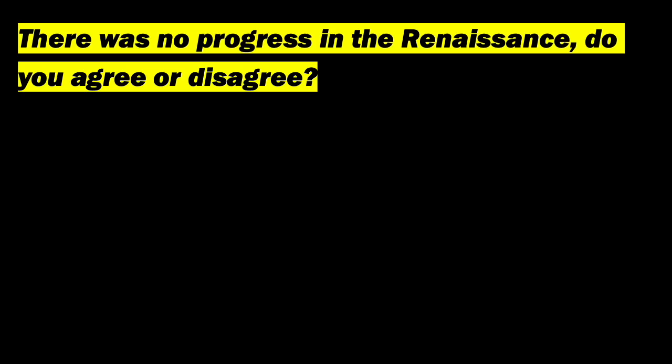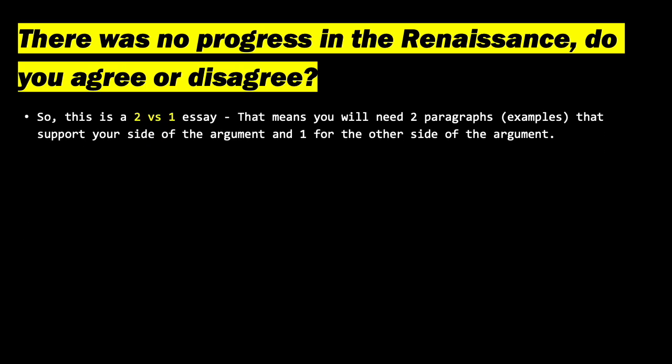It says to you, the examiner's told you there was no progress in the Renaissance, and it's asked you, do you agree or disagree? Okay, so quite simply, it's easy, yes or no. So you're going to start this 2 verse 1 essay thinking about, right, maybe do a little plan on your paper, not too long, just a quick scribble of your things you want to talk about.